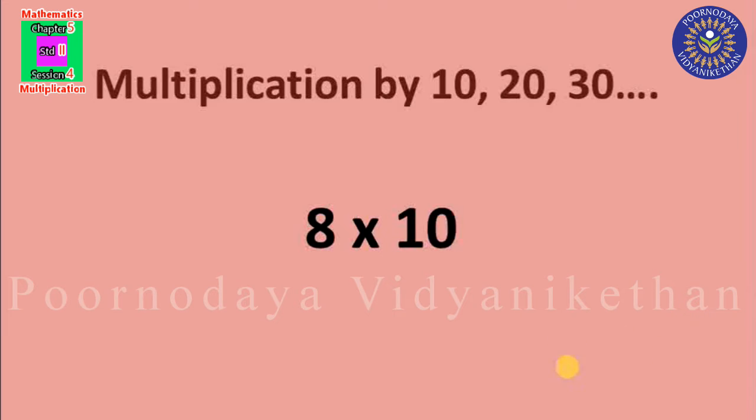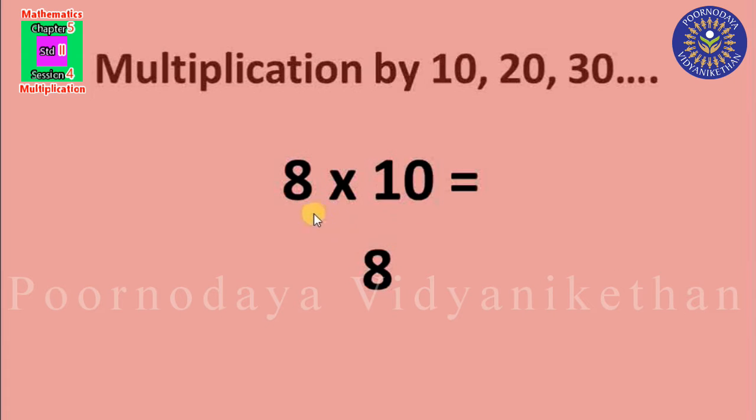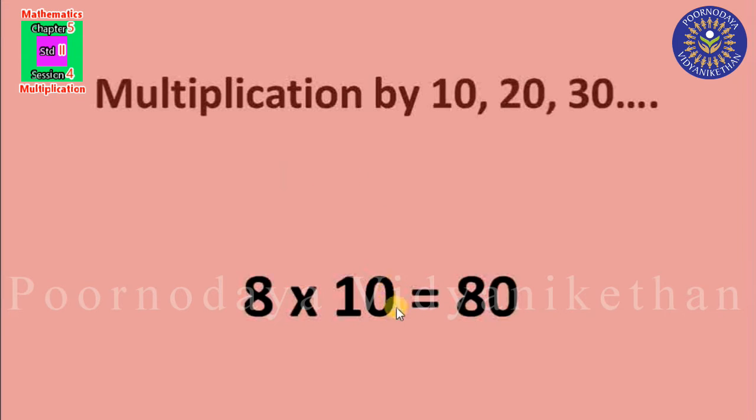Listen here. How can we multiply this 8 into 10? First you have to multiply 8 into 1. See here. 8 into 1 is equal to 8. Then what you have to do? Put this 0 at the end of this 8. Clear? Now you got the answer. 8 into 10 is equal to 80.